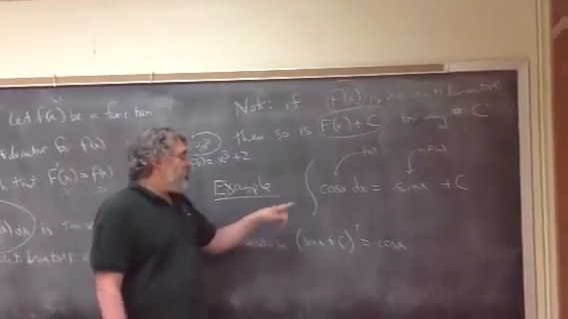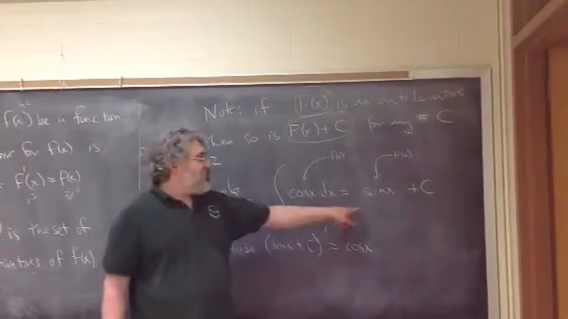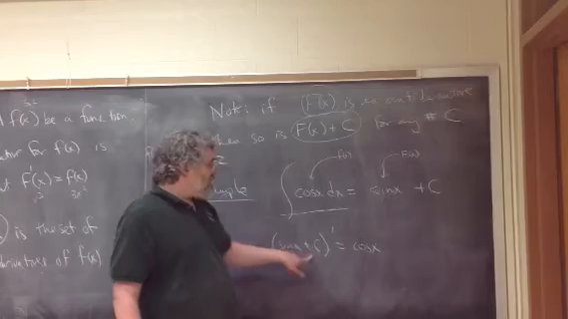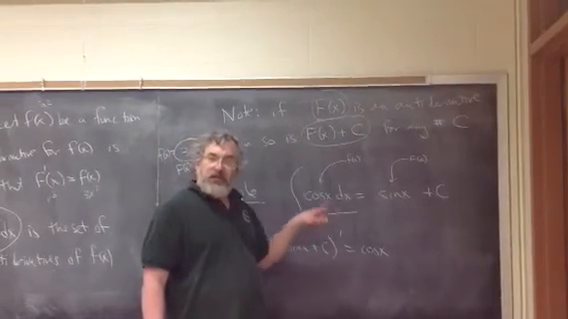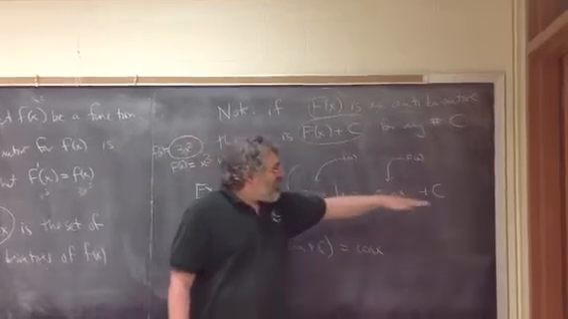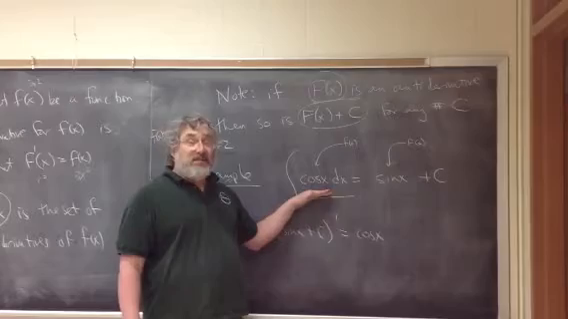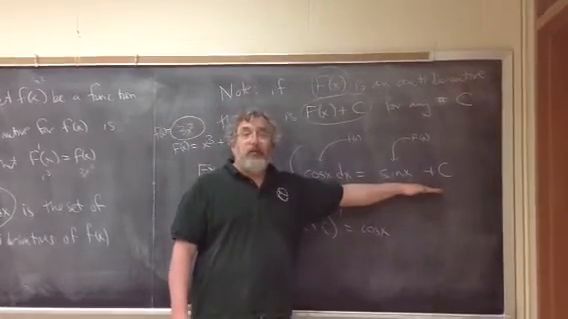Here's another example. The antiderivative of cosine of x dx is the sine of x plus c. Why? Because the derivative of the sine of x plus c is that cosine. Think about it for a second. Hopefully this makes sense. Here's the function. We take its derivative and it goes in here. Or more precisely, here's our function. We take its antiderivative and it comes out here.